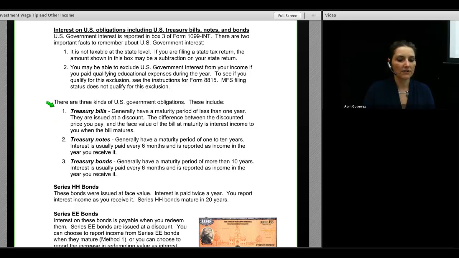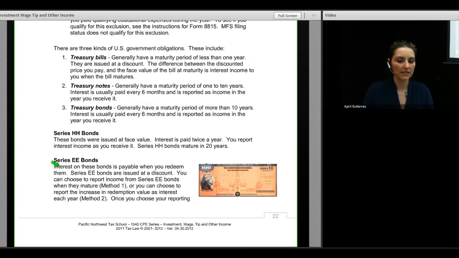There are typically 3 different kinds of U.S. government obligations. They're divided into Treasury bills, Treasury notes, and T-bonds. And generally, the bills have a maturity period of less than 1 year, are issued at a discount, and the difference between the discounted price you pay and the face value of the bill at maturity is interest income to you when the bill matures. Treasury notes generally have a maturity period of 1 to 10 years. Interest is usually paid every 6 months and is reported as income in the year you receive it. And finally, Treasury bonds typically have a maturity period of more than 10 years. Interest is usually paid every 6 months and is reported as income in the year you receive it.